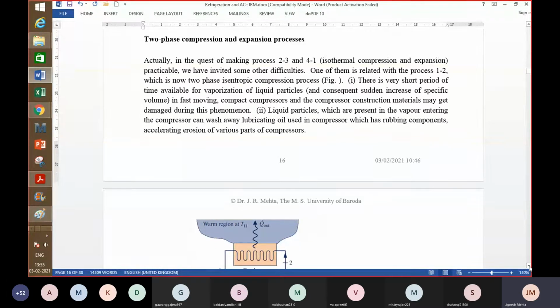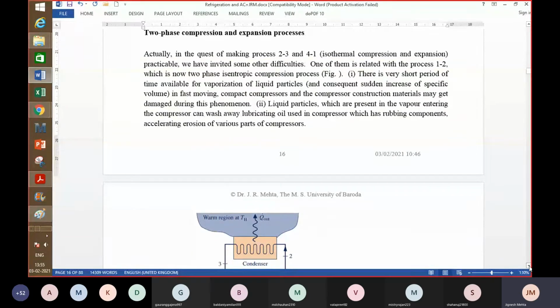So, two-phase compression and expansion processes. In the quest of making processes 2-3 and 4-1, isothermal compression and expansion, practicable, we have invited some other difficulties. One of them is related to process 1-2, that is adiabatic compression, which is now a two-phase isentropic compression process. So what are the problems? There is a very short period of time available for vaporization of liquid particles, because what you are compressing is a two-phase mixture of liquid and vapor.